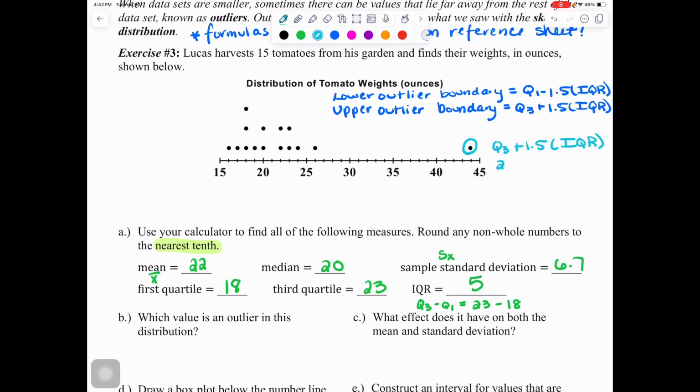And if I do that, that's 23. My third quartile was 23. And actually, let's put those in there. Remember, this is Q3 and this is Q1. So that was 23 plus 1.5 times our IQR, which was 5. So when I plug that into my calculator, I get 30.5. And then I look at my value, and my value is 44. 44 is definitely greater than 30.5. So that means it's above the threshold. That means this is an outlier, and it's right here. So the outlier is 44.